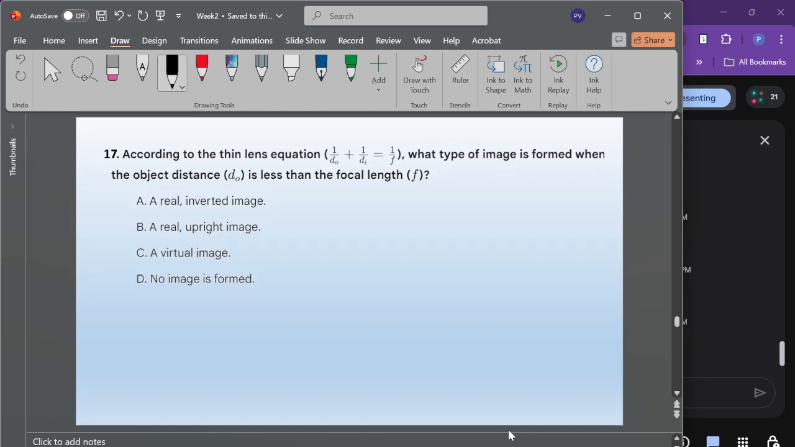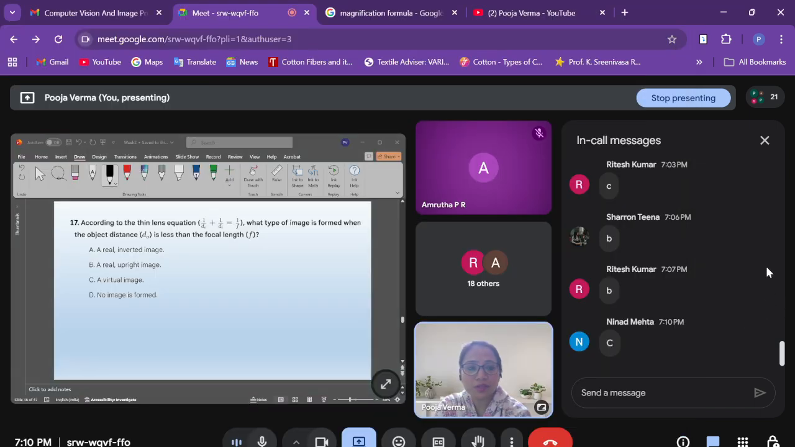Now, our next question: according to the thin lens equation, that is 1/do + 1/di = 1/f, what type of image is formed when the object distance do is less than the focal length? Option A is a real inverted image. Option B is a real upright image. Option C, a virtual image. Or option D, no image is formed. Which option is correct for this question?